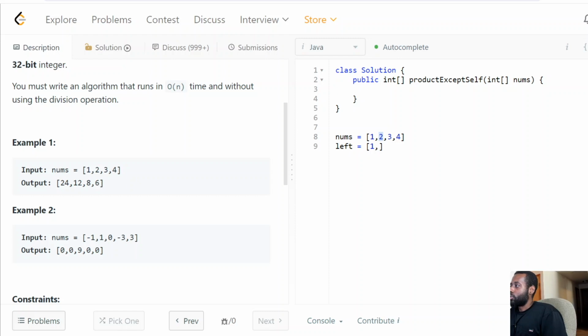We see that all the elements to its left is 1, so we put 1. And we do the same thing for this one: the product of all the elements to its left. So we get that information. We know the product of all the elements up to my previous index, not including my previous index. So we just capture that, so it's 1.